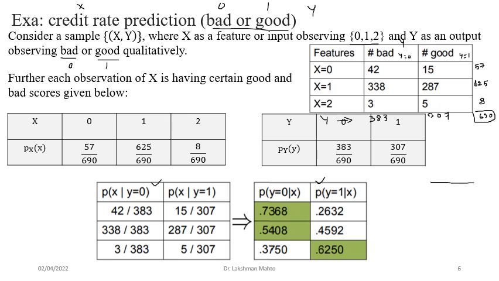So for y equal to 0, to find the conditional probability, what is the contribution of x equal to 0 out of all these bad points? The contribution is 42 out of all these bad points. The total bad points are 383. That's why the probability of x equal to 0 given y equal to 0 is 42 by 383. Likewise, the probability of x equal to 1 given y equal to 0 would be 338 divided by 383. Likewise, you will get this probability. So this one is the conditional probability of x given y. And likewise, you can also compute the conditional probability of y given x.